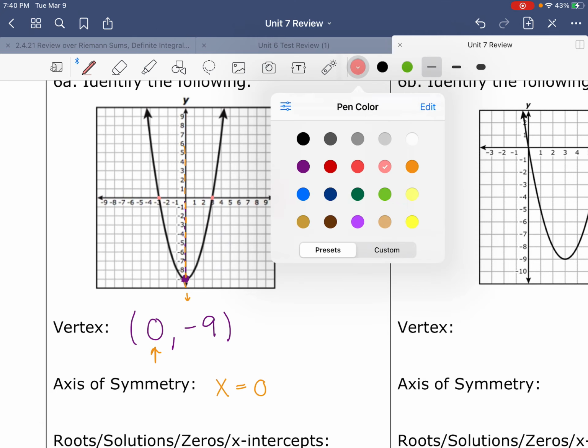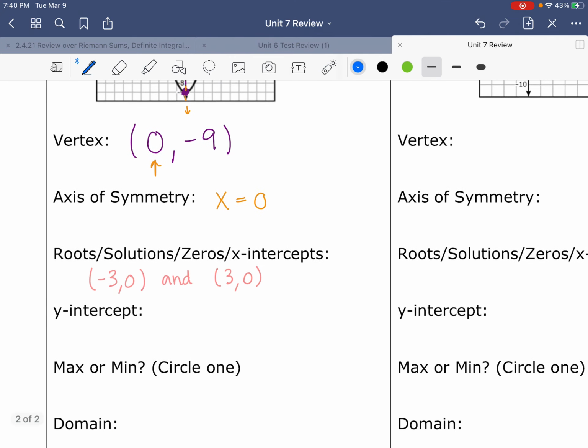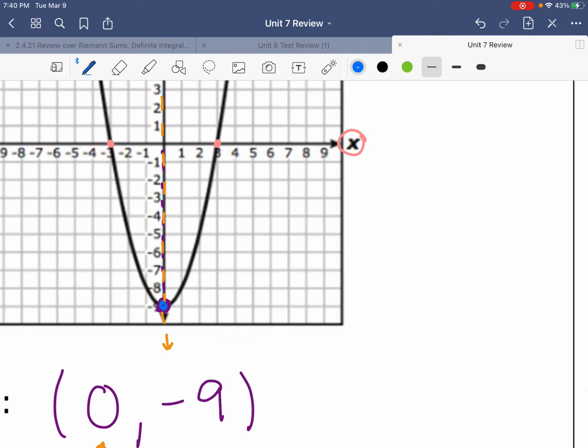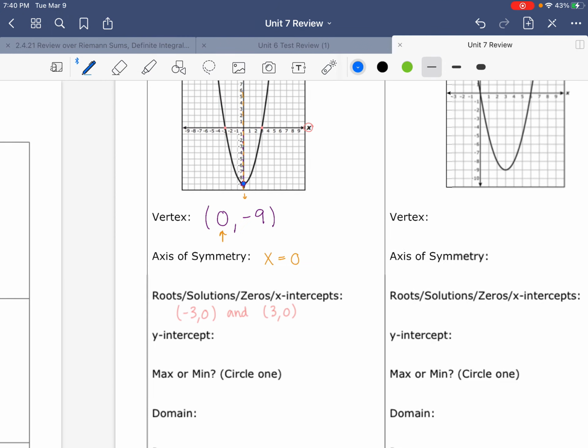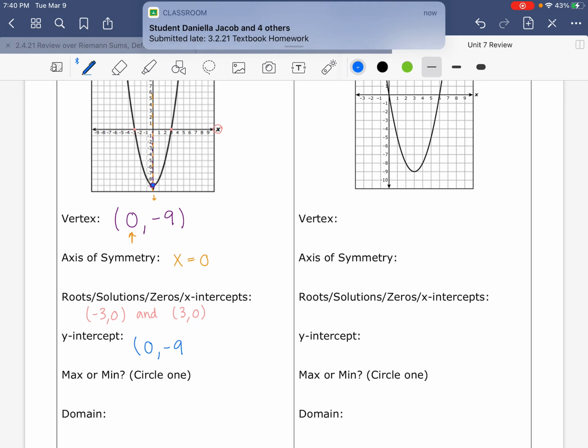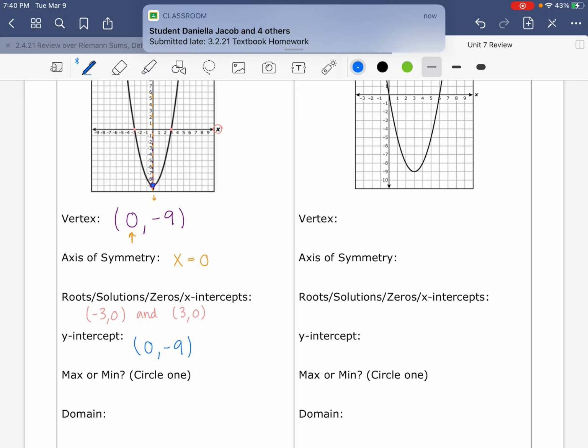All right. Then we have the y-intercept. That's where it hits the y-axis. We can see it's right here. In this case, it's going to be the same as the vertex. It will not always be the same, though. So our y-intercept would be 0, negative 9.